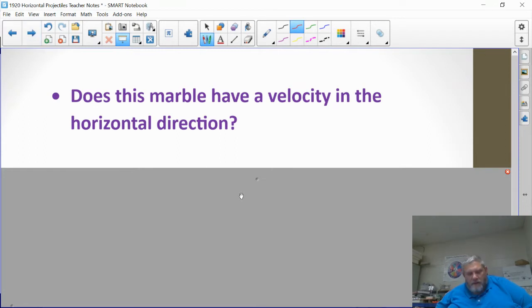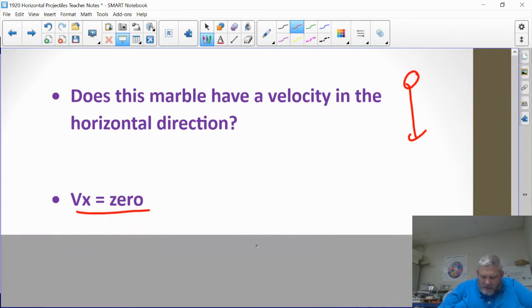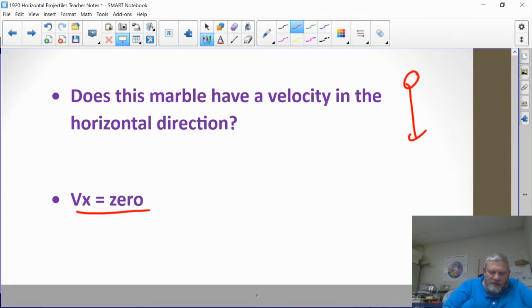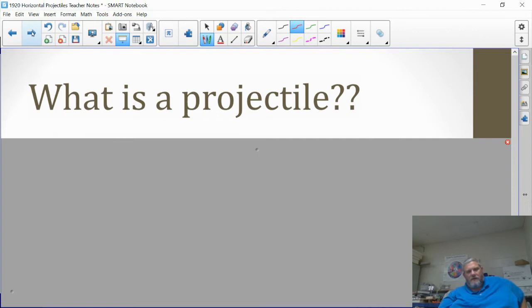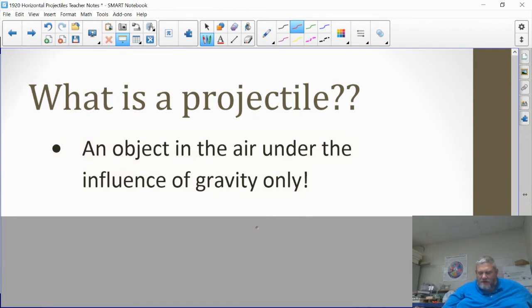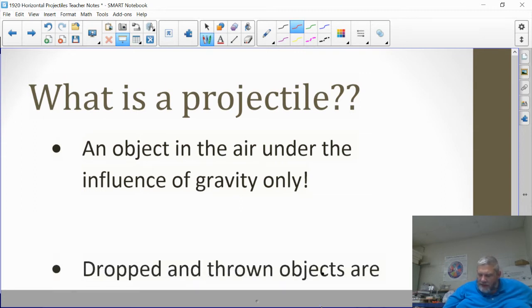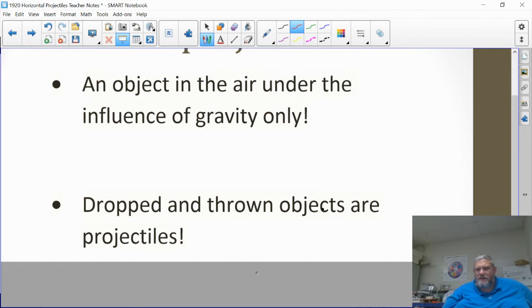Does this dropped marble have velocity in the horizontal direction? No, because it goes straight down. Vx is equal to 0. We're going to have to combine those two things now, because a projectile is not going to have a Vx equal to 0 most of the time. A projectile is an object in the air under the influence of gravity only. So basically, an object under free fall is a projectile. Dropped and thrown objects can be considered projectiles, but typically thrown things.